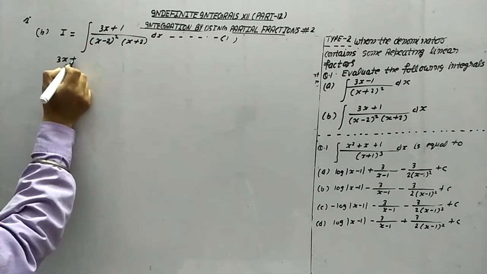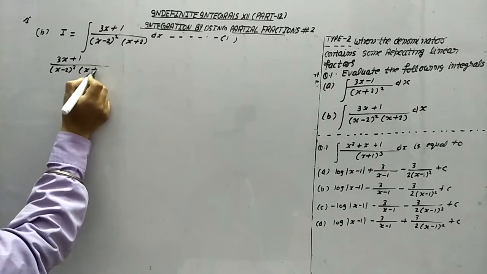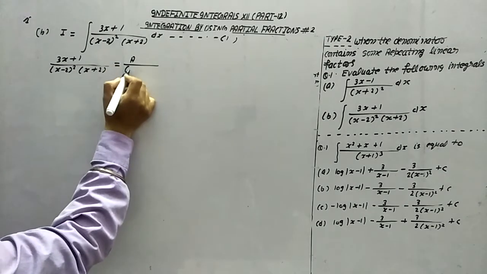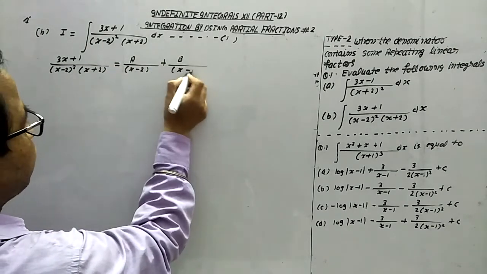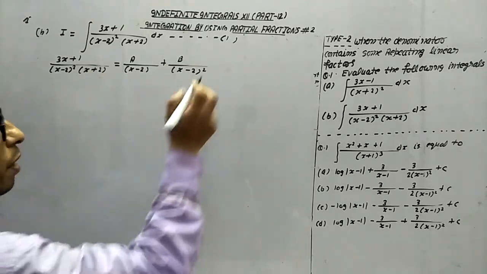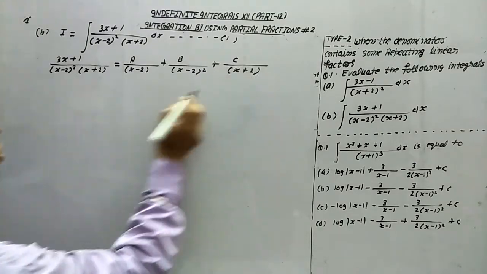Now (3x plus 1) upon (x minus 2) whole square (x plus 2) is equal to, for the repeating factor, a upon x minus 2 plus b upon x minus 2 whole square. Now we have another linear factor without repeating, so for that we will take c upon x plus 2.